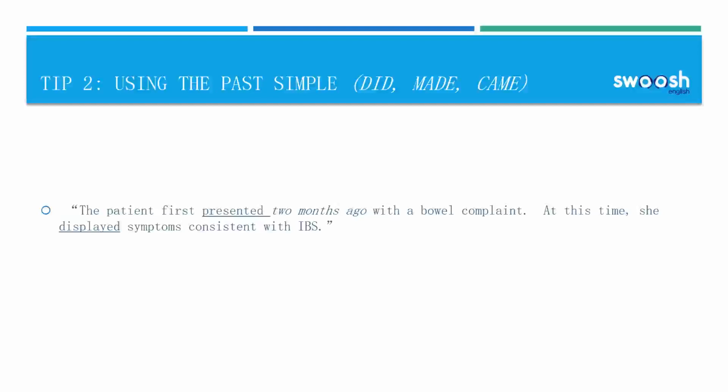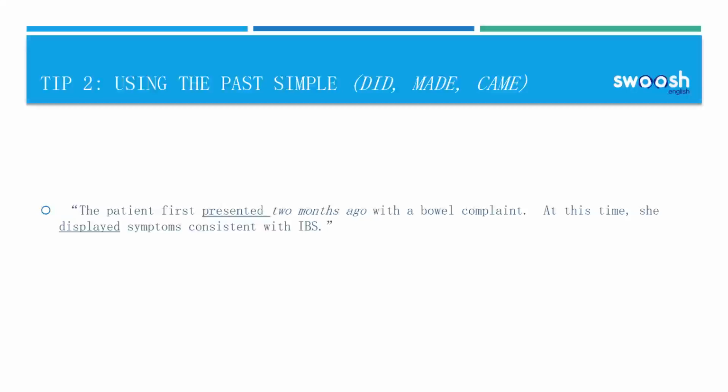time period. For example, in the sentence you can see, the patient first presented 2 months ago with a bowel complaint. At this time, she displayed symptoms consistent with IBS. Here we're using the past simple for background because we're referring to something which occurred at a fixed time in the past. The use of the time phrase 2 months ago tells us this. Other time phrases referring to the past, such as the previous month, last week, yesterday, will all also require the use of the past simple for the same reasons.